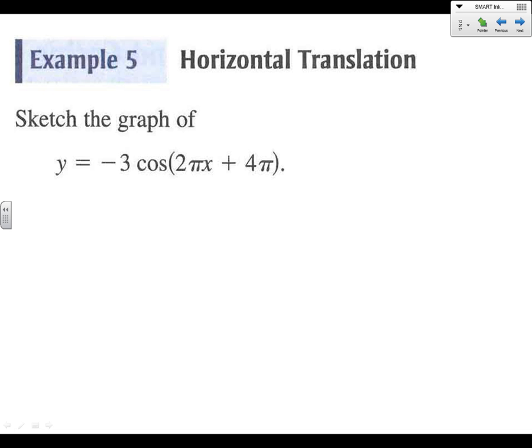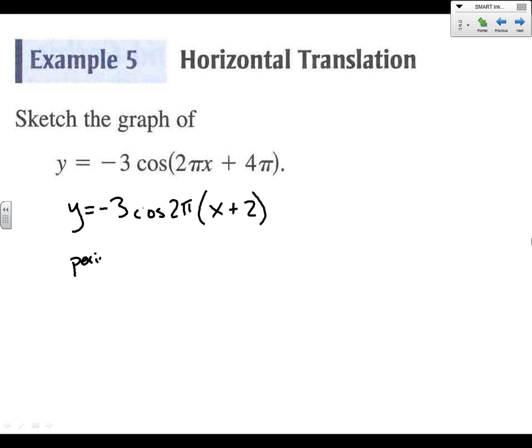All right, so example 5 is another example of a horizontal translation. So in this case, we're going to have a sign change or a period change and a translation. So in this case, I'm going to rewrite this, pulling out 2 pi. So we'll be left with x plus just 2 on the inside. All right, so let's figure out our period.